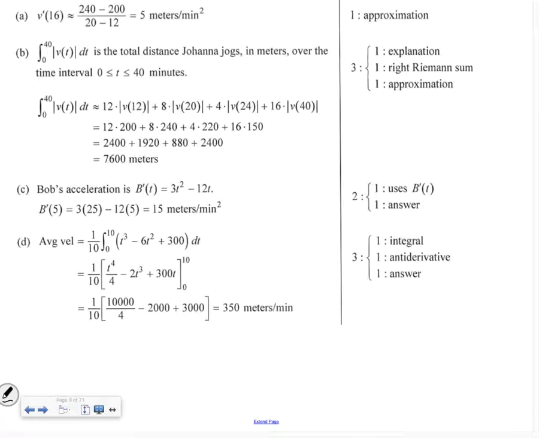All right, number 2, you get 1 point for using b prime of t, so knowing that the acceleration was b prime, and 1 point for plugging in to get the answer, which is 15. And then the last part was 3 points: 1 point for the integral, 1 point for the antiderivative, and 1 point for your total answer.